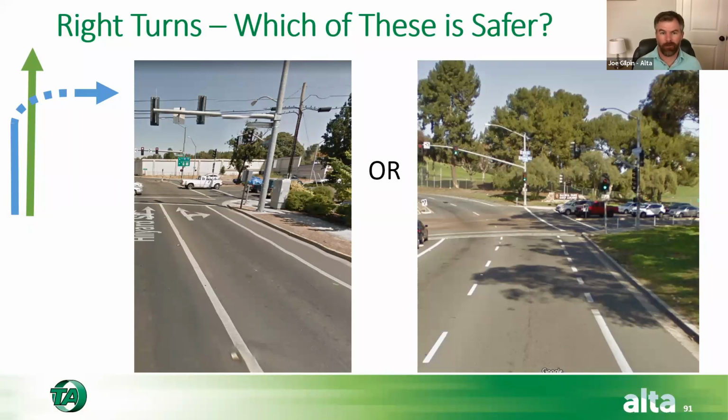Raise your hand if you think the way California does it is safer with the dashed line, and leave your hand down if you think the way that Oregon does it is safer.